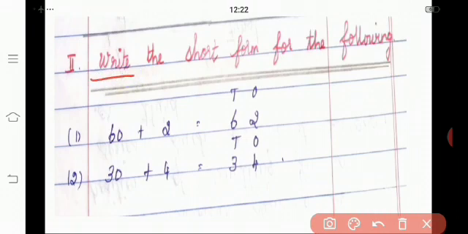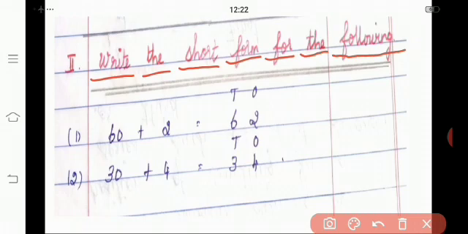Write the short form for the following numbers. Is it, children? See, already we learnt about short form. What is meant by short form?